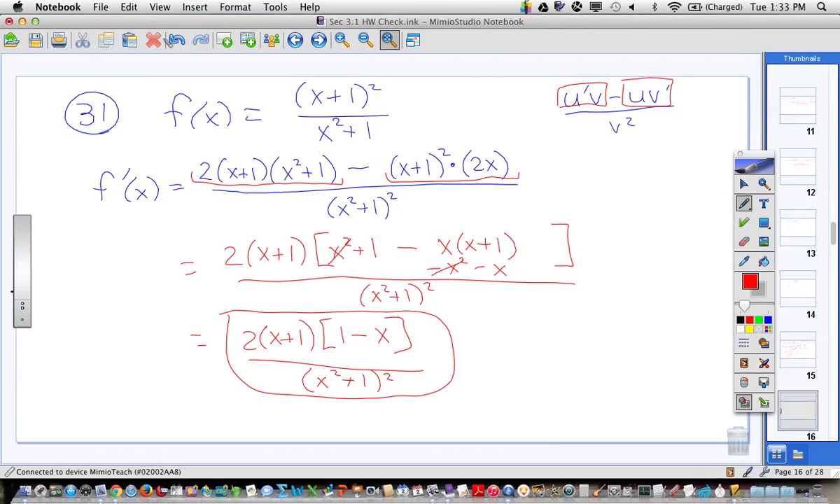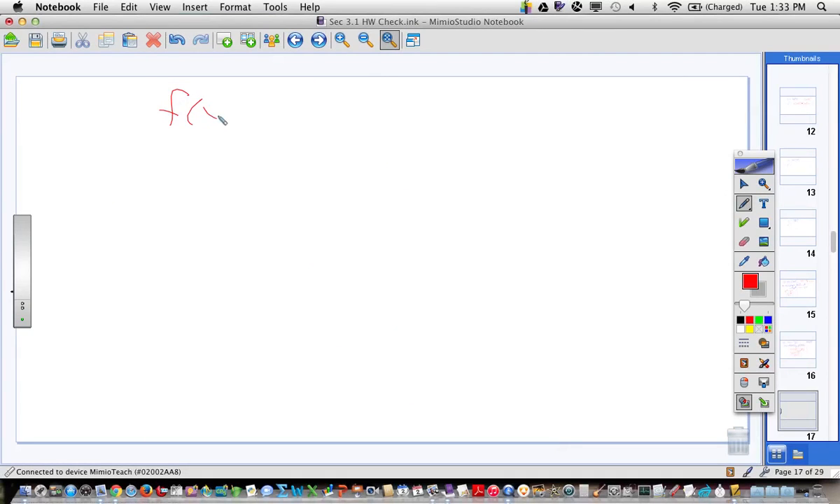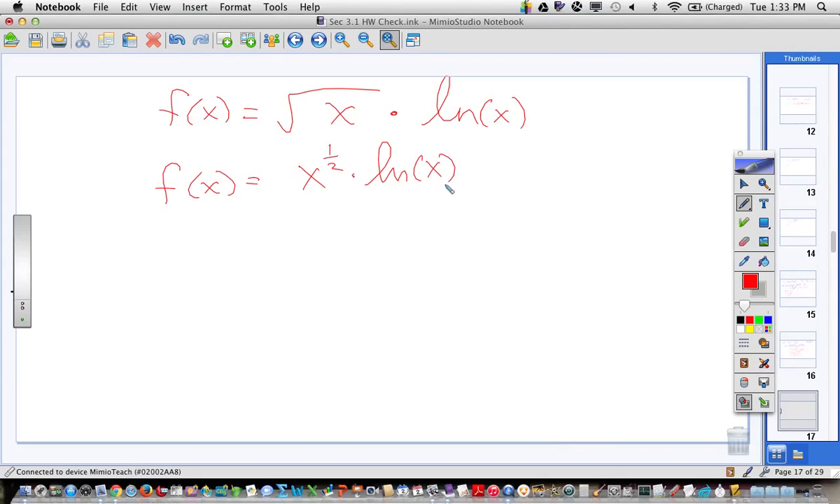What's 23? Like this? Right? So I would rewrite that as x to the 1/2 times natural log of x. And so now the derivative, notice how both of those I called f of x. Now the product rule would say do the derivative of the first times the ln x left alone plus the x to the 1/2 left alone times the derivative of ln x, which is 1 over x.